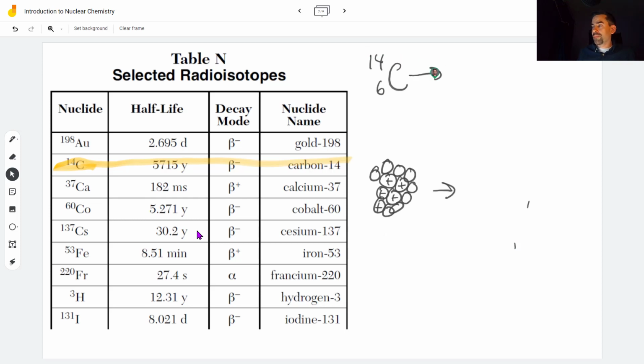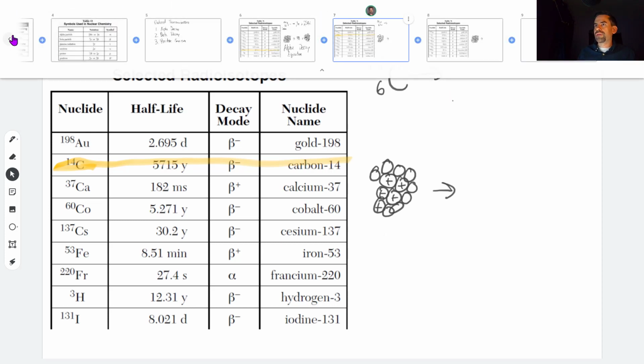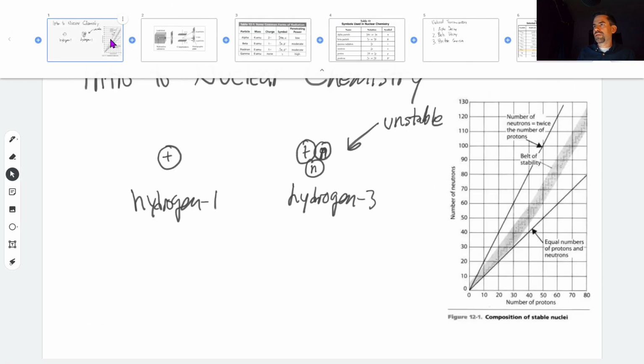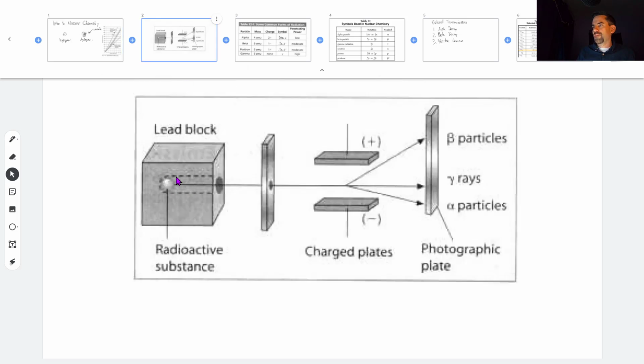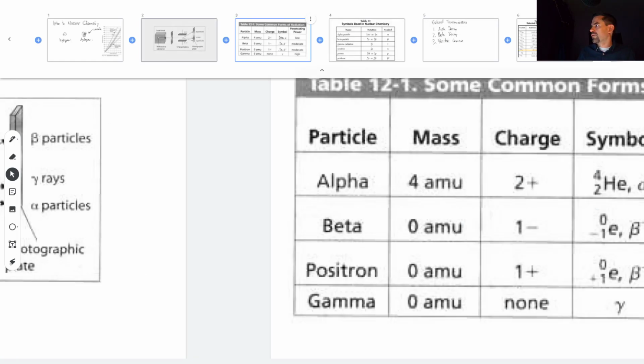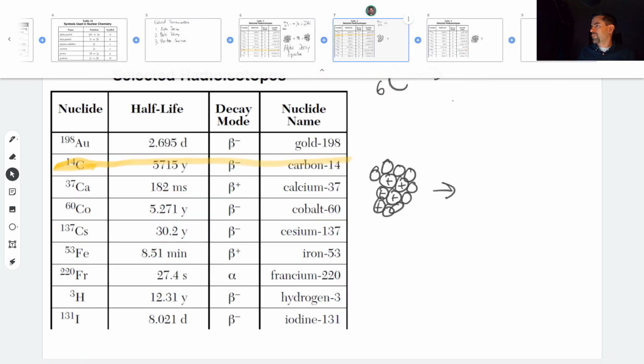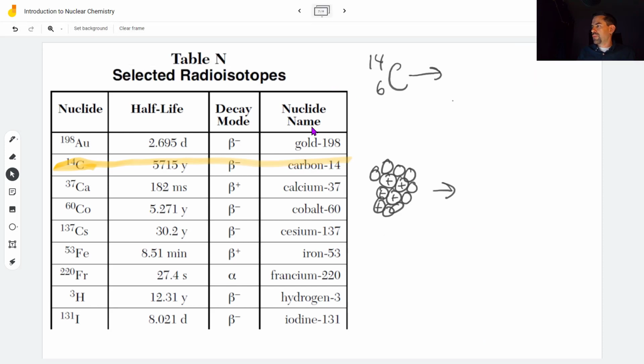And what's going to come out of that carbon? That radioactive carbon. And why is it radioactive? Again, it's because the nucleus is not stable. It does not rest in the belt of stability that's shown right here. Carbon 14 would be out of this stability, and it would be radioactive and fall apart. So if we put it into the lead block, it's going to spit out beta particles, which would then move along that path. And so for our beta decay, it's spitting out the beta particles.